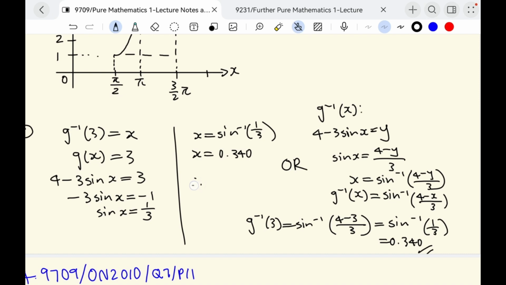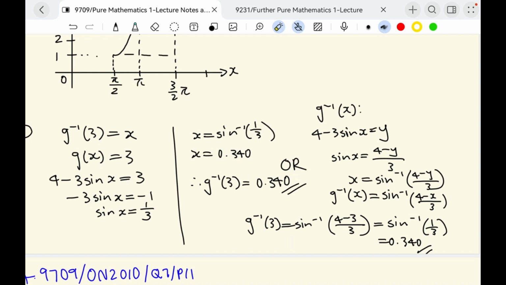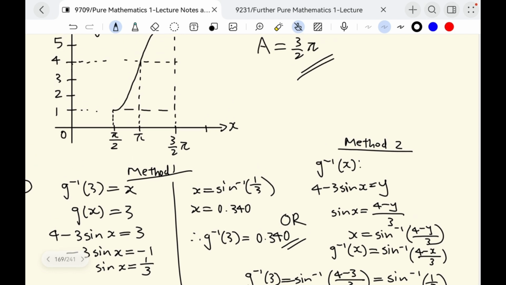Okay? In the end, you have to make clear in your answer that the g inverse of 3 is equal to 0.340. That would be better and neater. Okay? So to lower the risks, I suggest you use the method for the normal students over here. So this is method 1, and this is method 2. So in conclusion, this method is recommended.